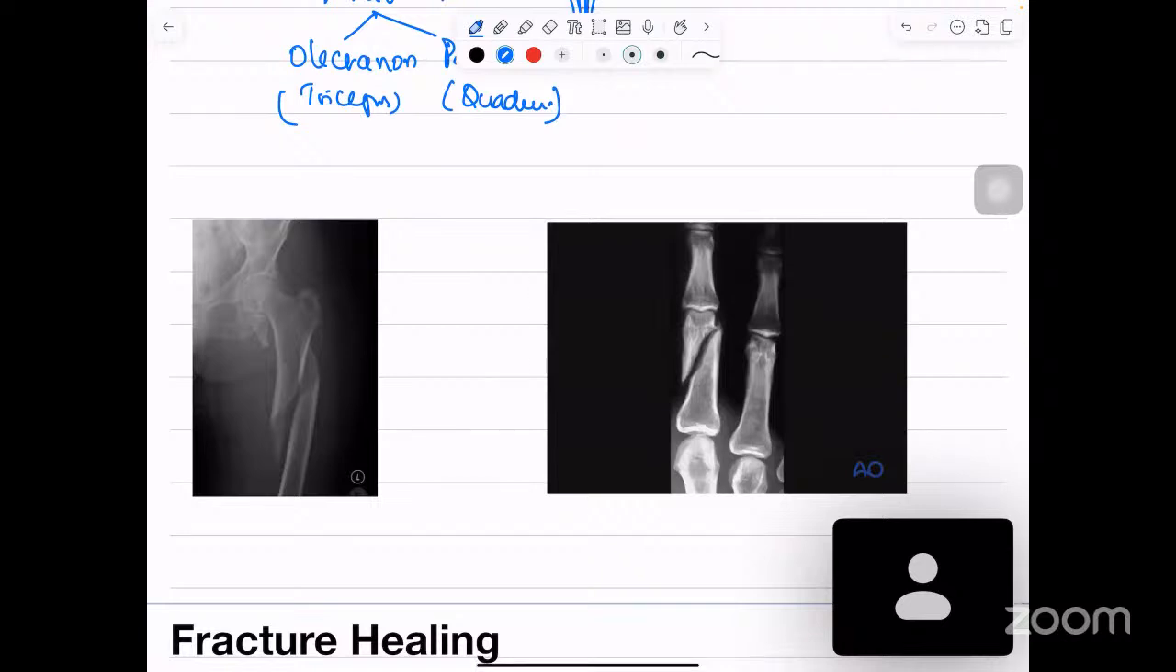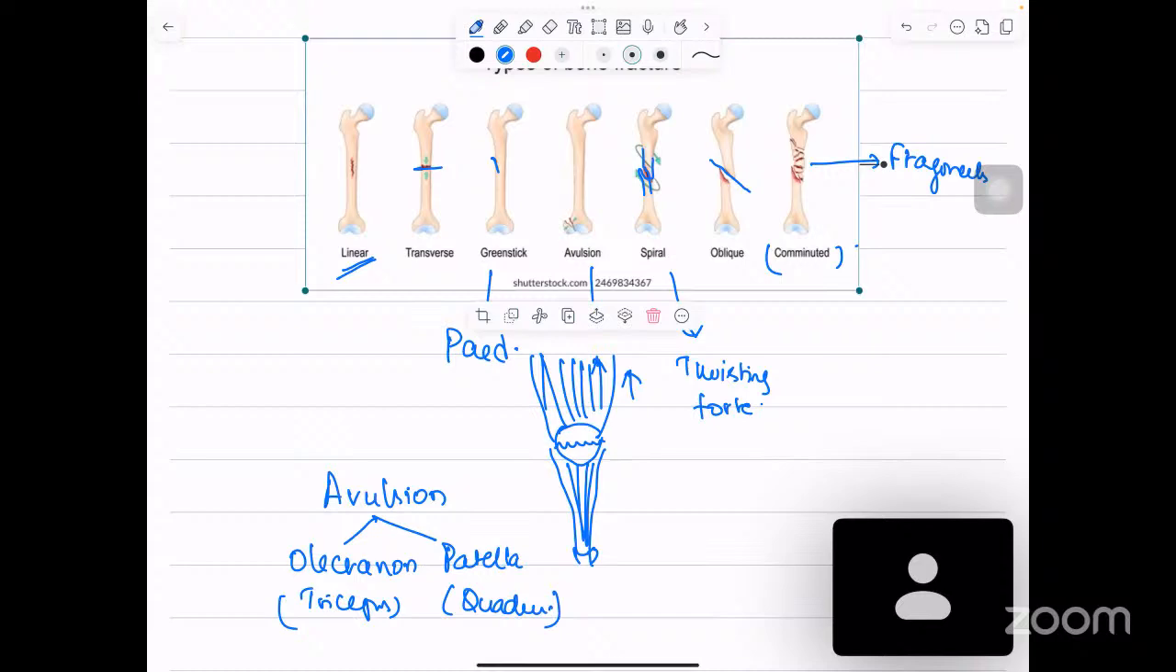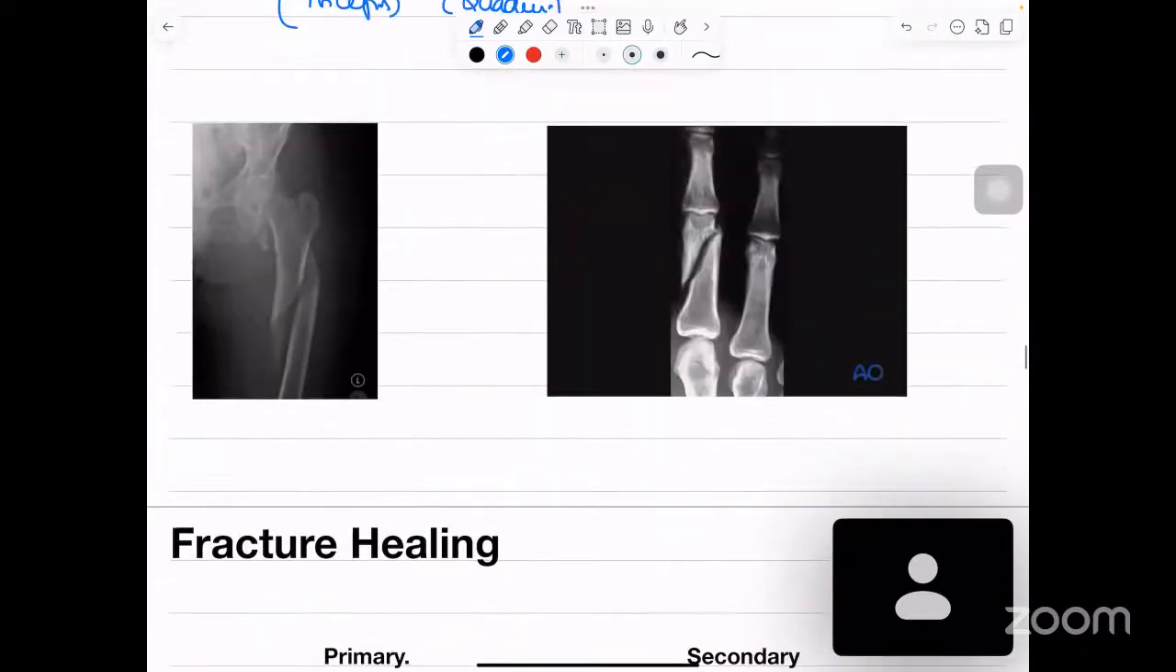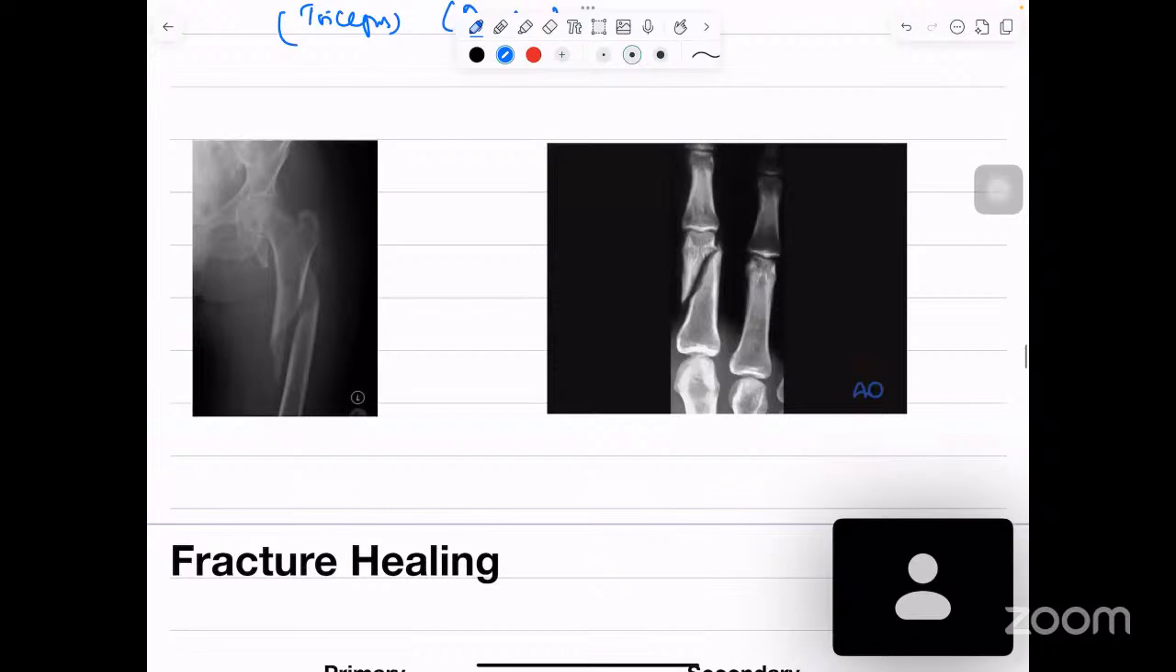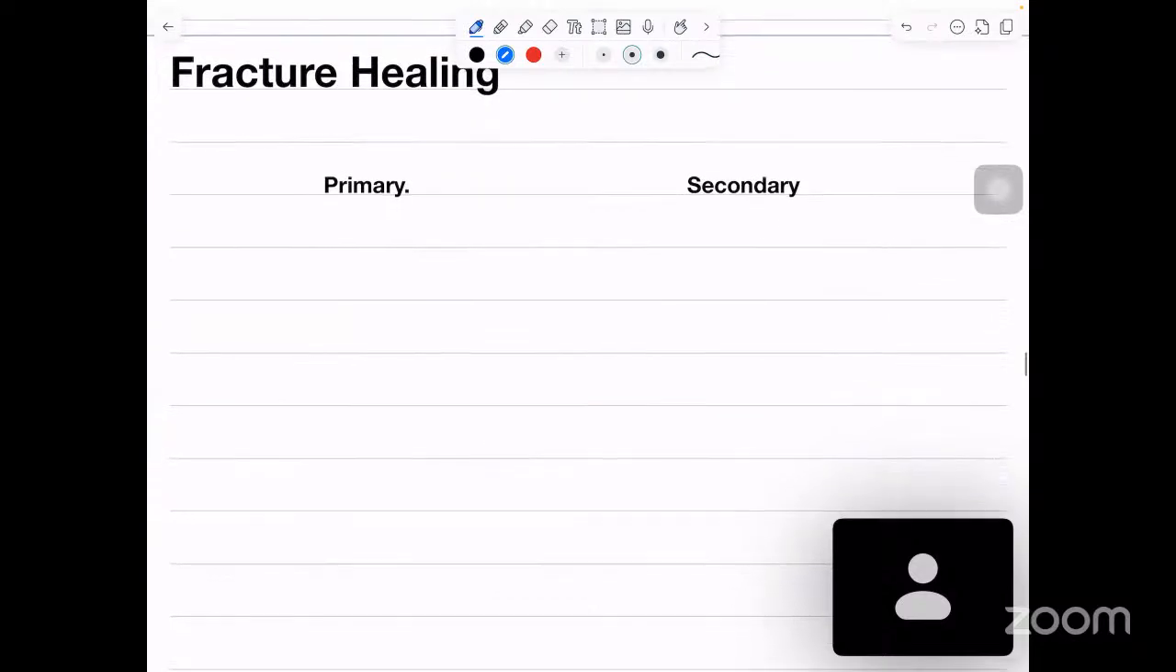So how will you differentiate a spiral from an oblique? Only the spiral and oblique fractures may be confusing, so I will show that. So this is a spiral fracture. You can see this cortex, this is anterior. It goes over this fragment, so this is a spiral fracture, whereas a straight cut is an oblique fracture. Okay, so this is how you differentiate a spiral fracture from an oblique fracture.